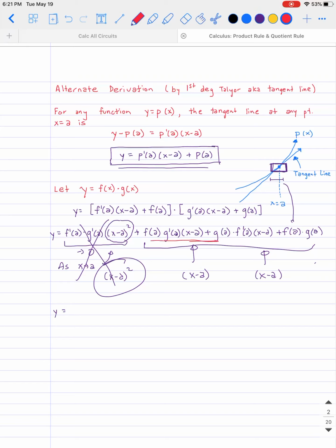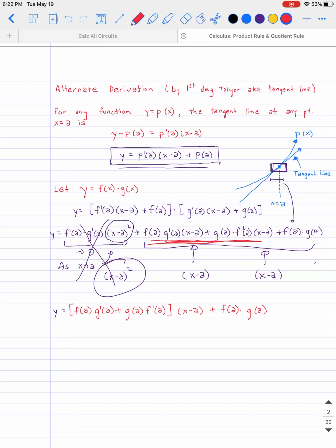If you look at the first 2 terms over here, they both have x minus a in common. So I'm going to go ahead and factor that out. Factoring out the x minus a in common, we're going to have the following: f of a times g prime of a plus g of a multiplied by f prime of a, and all of that is now multiplied by x minus a. Then we also have plus f of a multiplied by g of a.